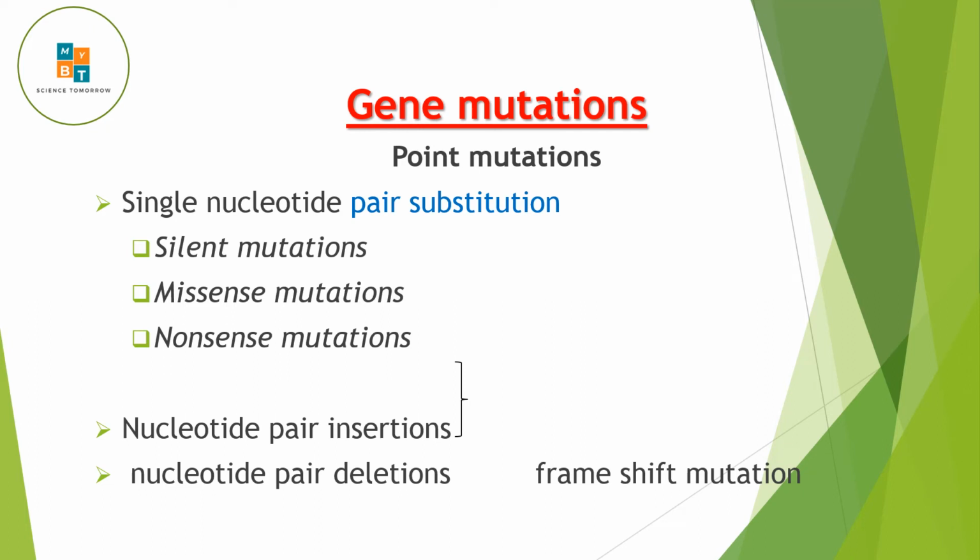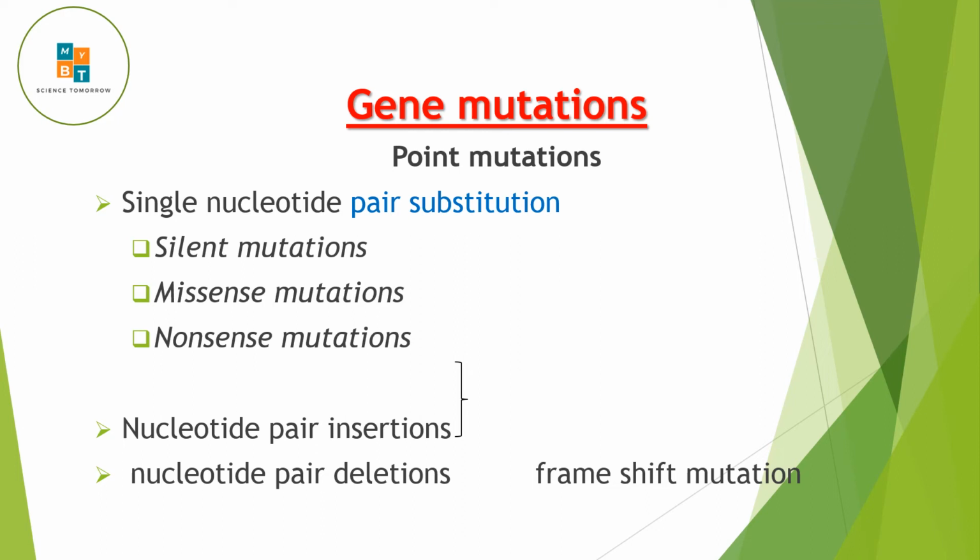So missense mutation, missense means different nucleotide. Because of the different nucleotide sequence, there may be an alteration of the amino acid. With this alteration, there may be a change of the protein. So you call it missense mutation.